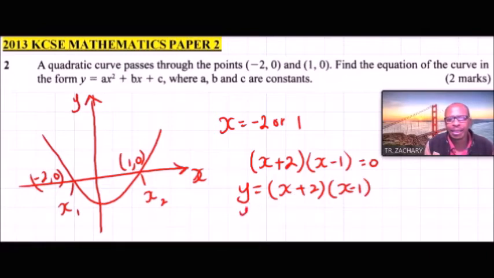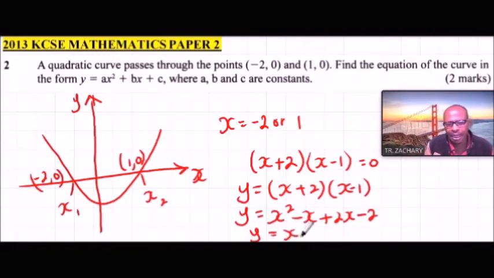We open the bracket, then we have y equals x times x, that will give us x squared. This will be x multiplied by minus x, that will give us minus x. Then we have 2 multiplied by x, that will give us plus 2x. And we have 2 multiplied by minus 1, that will give us minus 2. So finally we have y equals x squared, then we have minus x plus 2x, that will give us positive x, and this will be minus 2. So that is the equation that you get.